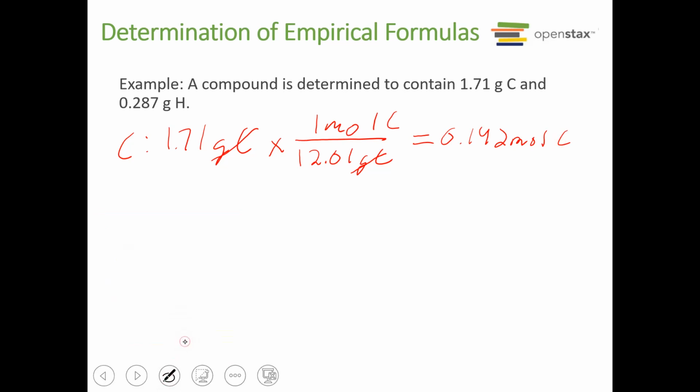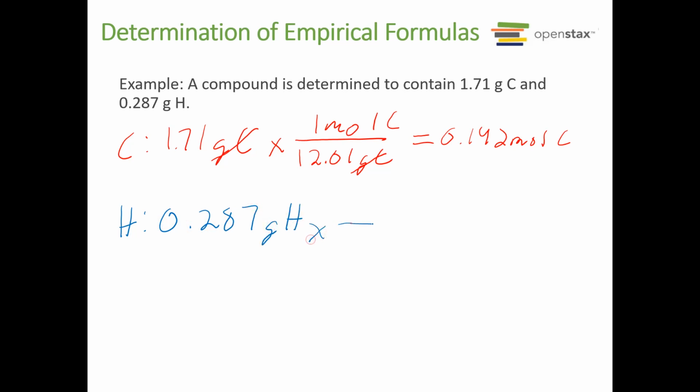Now we're going to do the same thing for hydrogen. So hydrogen has a molar mass of 1.01 grams per mole. So if we take 0.287 and we divide that by 1.01, we come out with 0.284 moles of hydrogen.